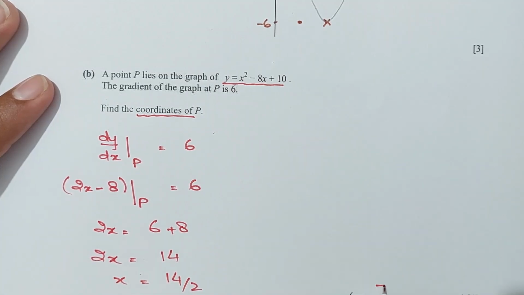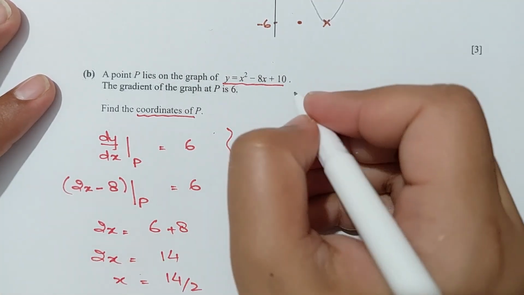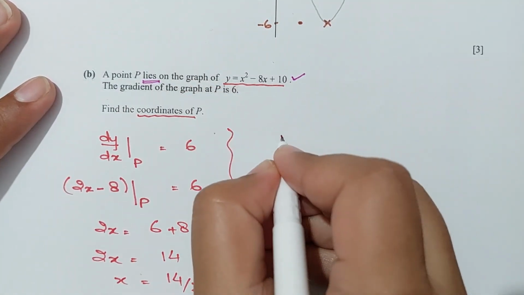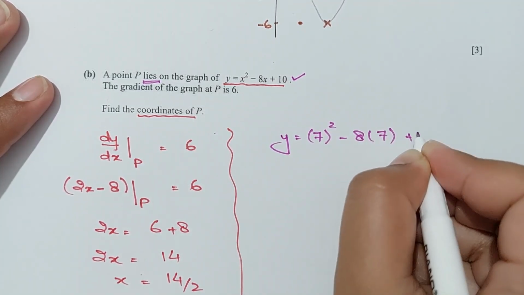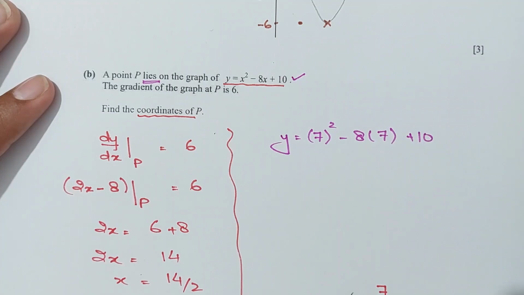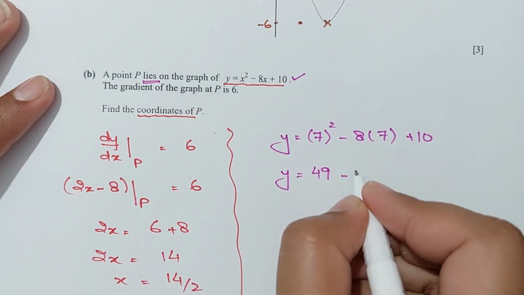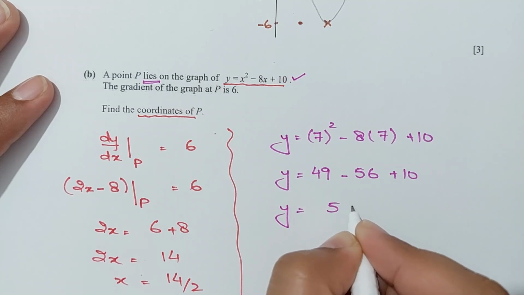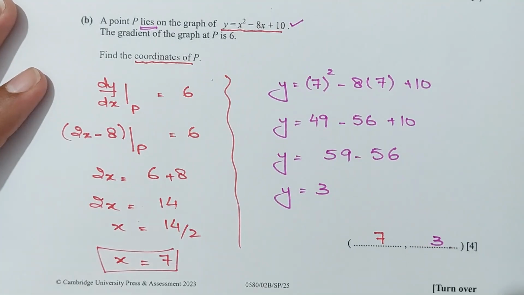The x coordinate is 7, and since it lies on the graph, let me solve for the y coordinate by plugging the x value into this graph. So y would be equal to 7 square minus 8 into 7 plus 10. Okay, so 7 square is 49. 8 times 7 is 56 plus 10. 49 plus 10 is 59. Take away 56, which is equal to 3. So the y coordinate is 3 and the x coordinate is 7. This is the coordinate of point P.